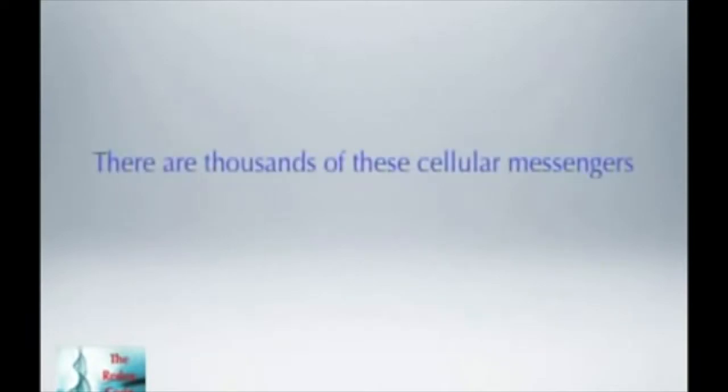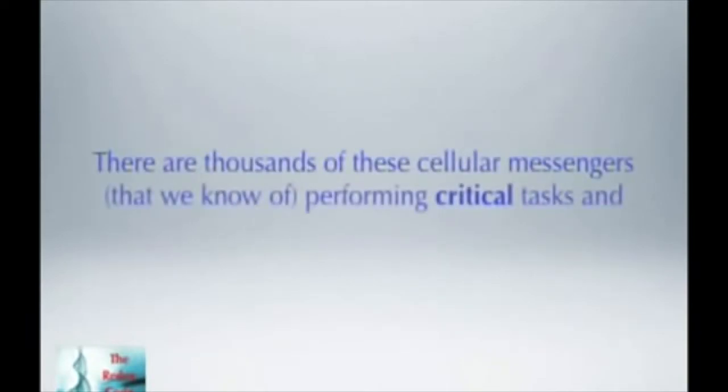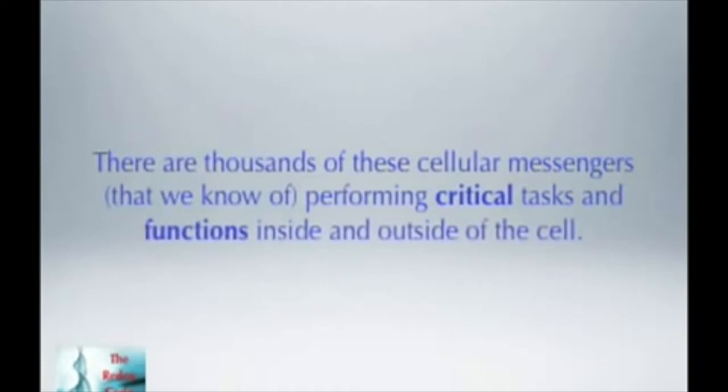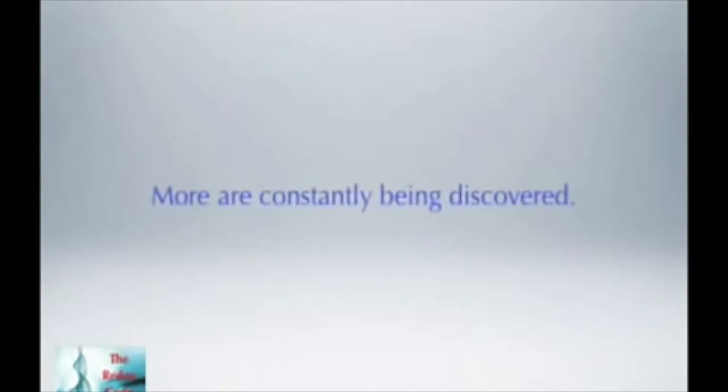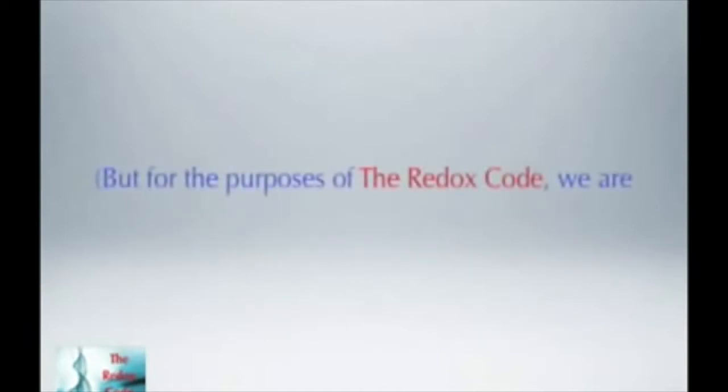Now, there are thousands of these cellular messengers, and those are the ones that we know of, performing critical tasks and functions inside and outside of the cell. More are constantly being discovered. But for purposes of the redox code, we're primarily concerned with just two of them.